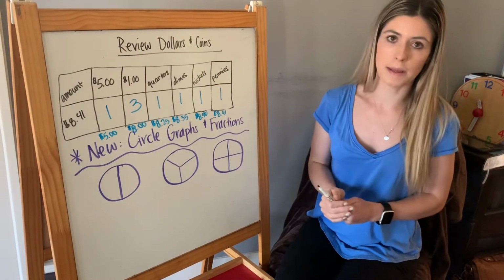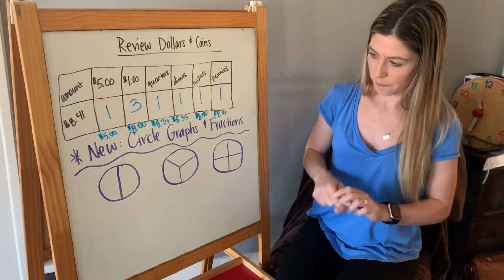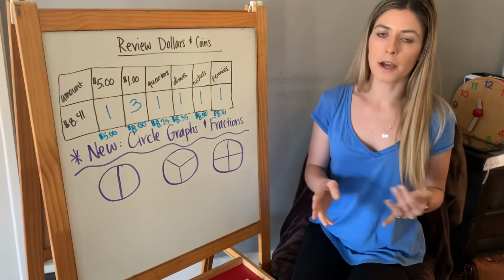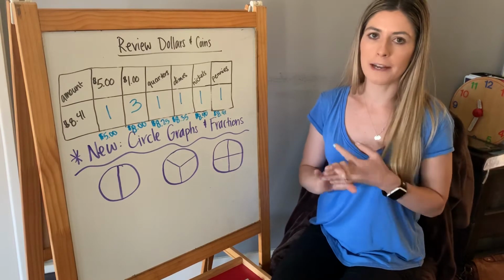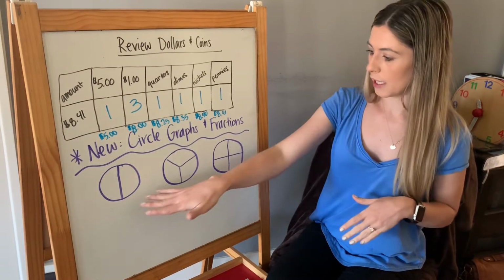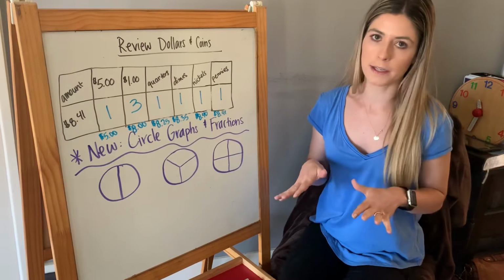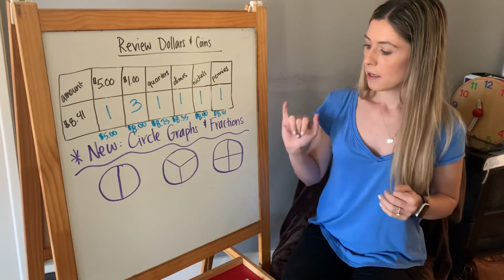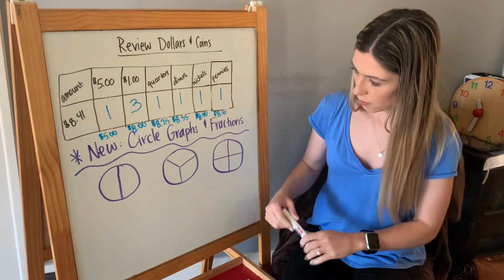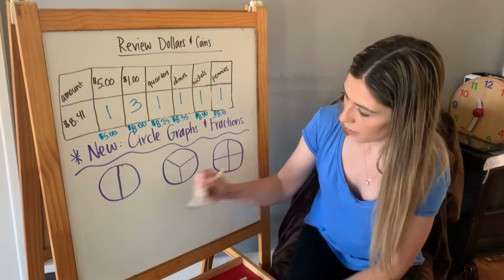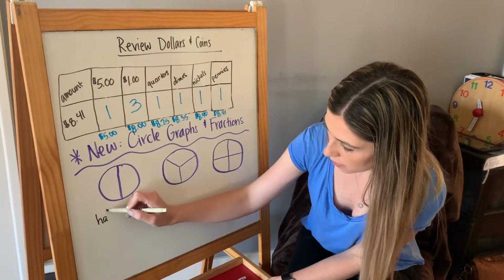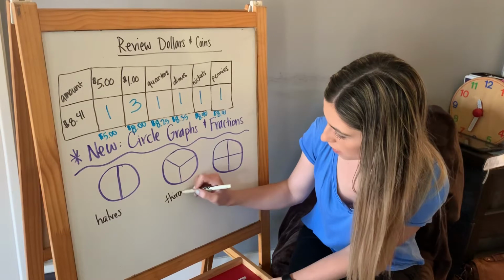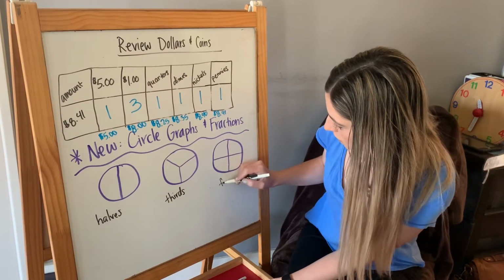Now we're moving on to something a little bit trickier. So we've been talking about fractions just a little bit. We've been talking about halves, thirds, and fourths. So I actually cut these circles. They're not perfect circles. I did the best that I could. I cut these circles into halves, thirds, and fourths. So this one right here, this is halves. This is thirds. And this is fourths.